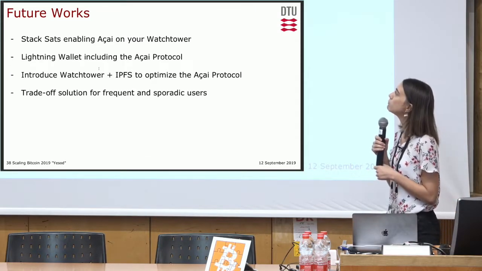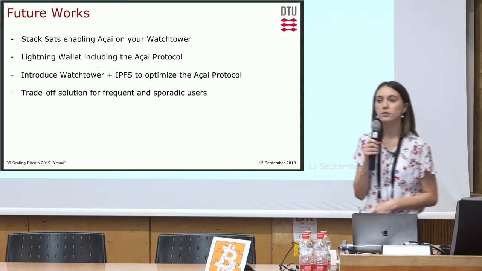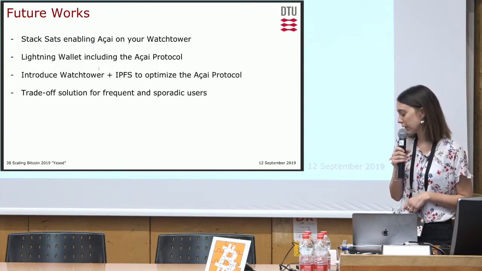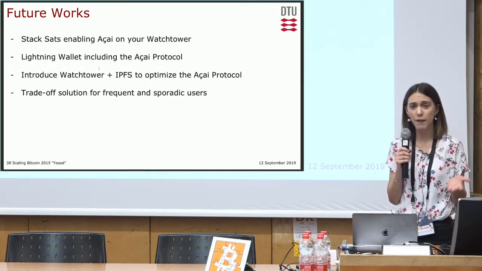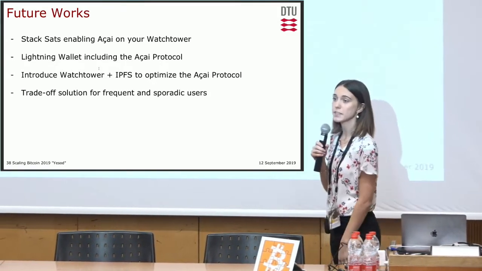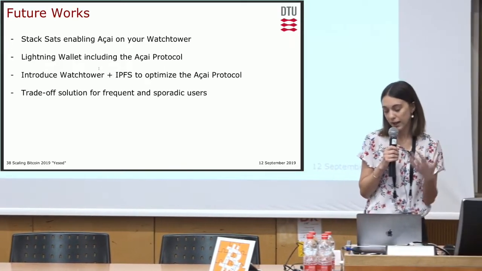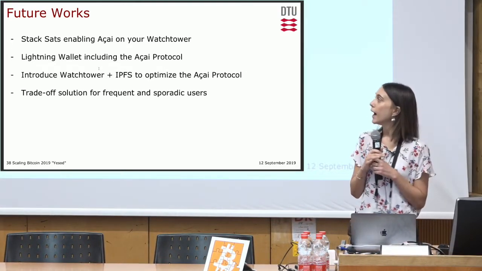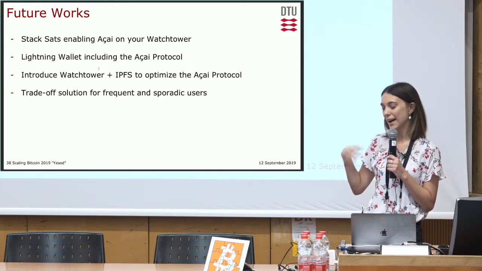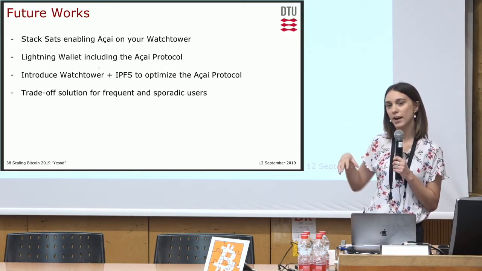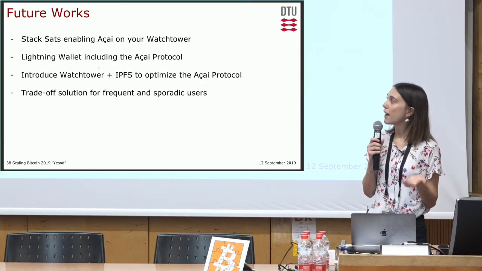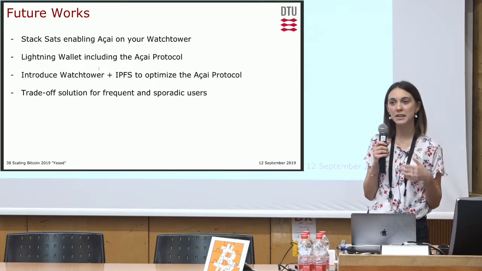I also propose some future works. For example, create a marketplace on the assay protocol, where wallet providers or e-commerce companies can offer the assay protocol, so the watchtower service, to their clients in exchange for a fee. Then also, as I presented in the related works, there is no Lightning application that maintains the decentralized network of Bitcoin. So a possible future work is to provide a Lightning wallet with the assay protocol.